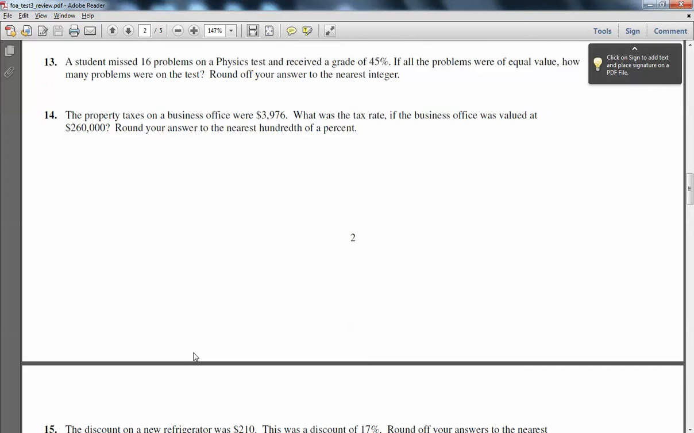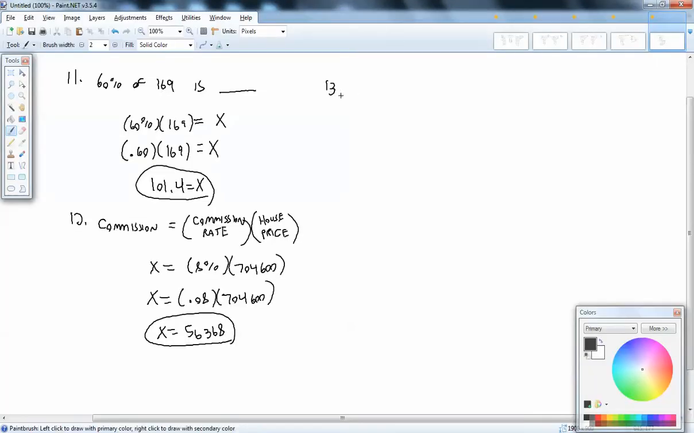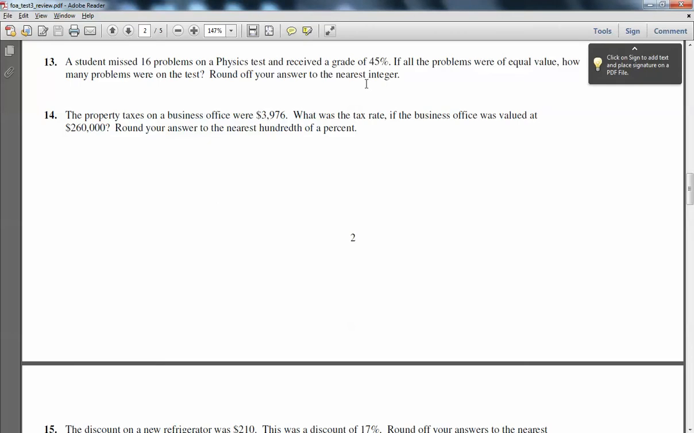Number 13. A student missed 16 problems on a physics test and received a grade of 45%. If all the problems were of equal value, how many problems were on the test? Round off your answer to the nearest integer. Okay, equal value. How many problems were on the test? 16 missed. Received a grade of this.